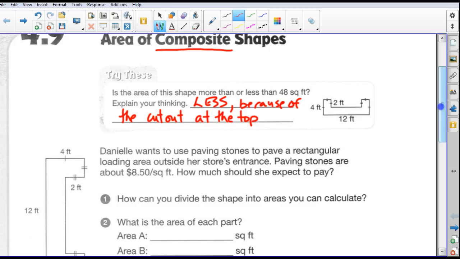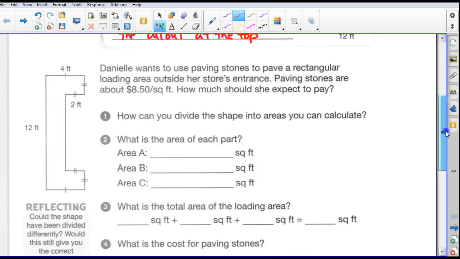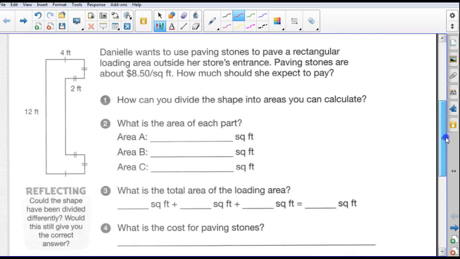Okay? So over here on the right, we have what we call a composite shape. It's different shapes put together. The question is, how do we calculate the area of this? Well, we have to have a little bit of information. We need to know the lengths of certain sides to be able to calculate it. So what is the question asking us here? It says Danielle wants to use paving stones to pave a regular loading area outside her store's entrance. Paving stones are about $8.50 per square foot. How much should she expect to pay?